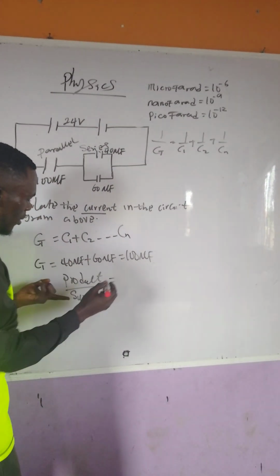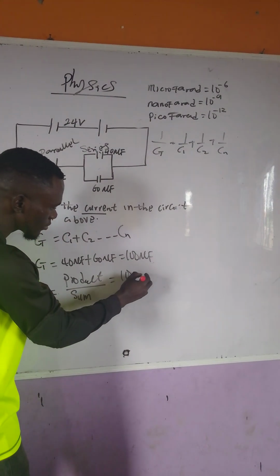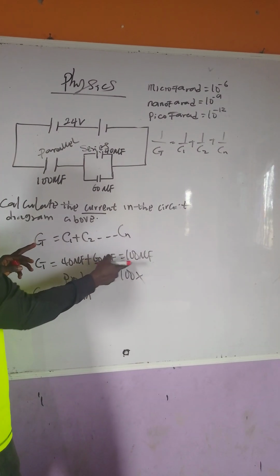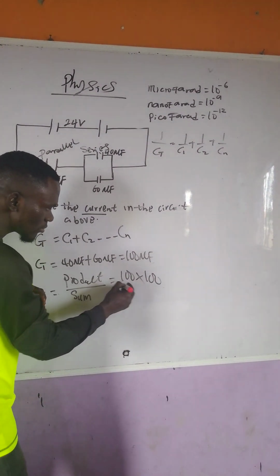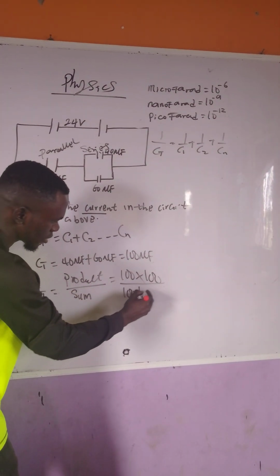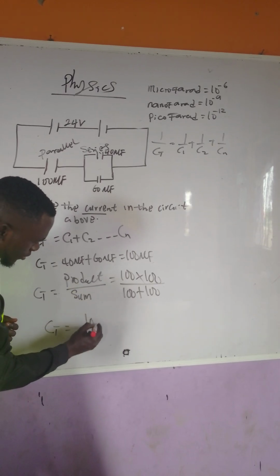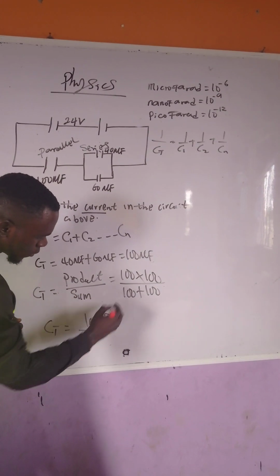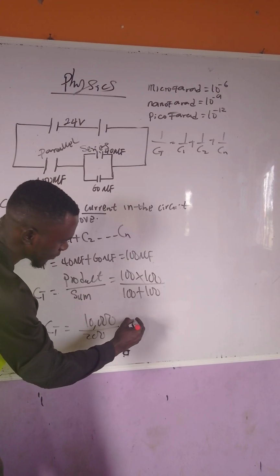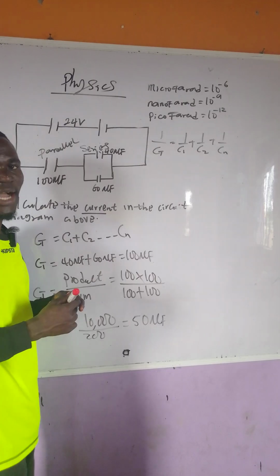So now the product is going to be 100 times what I got here, over the sum. That is 100 plus 100. And that will give us 10,000 over 200. And that will give us 50 microfarad. Are we good now?